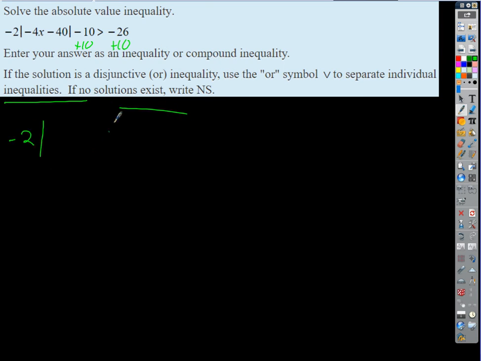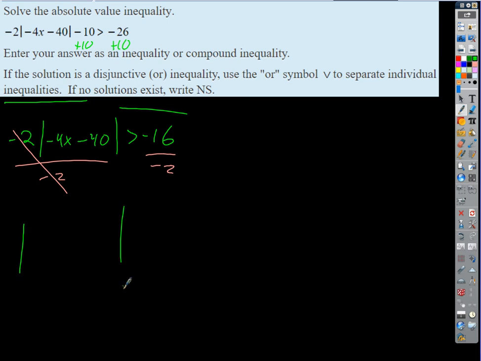So we get negative 2 times the absolute value of whatever is greater than negative 16. You almost don't even have to write what's in there because you can't touch it anyway, right? And then you told me divide by negative 2. Cancel, and I get my isolated absolute value. I get an 8 on this side. What do I have to do? I've got to flip it. I'm dividing by a negative, right? So I've got to flip it around.